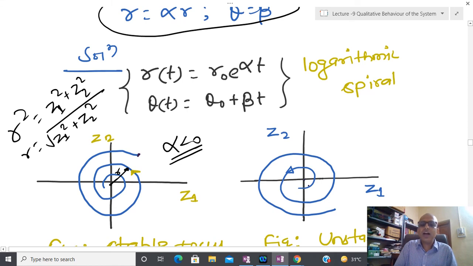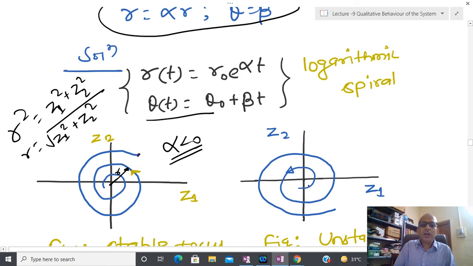Suppose alpha is negative. It's going to decrease, sir. Decrease, it means that the trajectory is going to decrease. Now let us see about theta. Theta is changing with respect to time, and we know that the angle just changes from 0 to 2 pi and then repeats, and due to that I have a circular kind of motion, but the radius is always increasing or decreasing, and due to that I have a spiral kind of behavior.